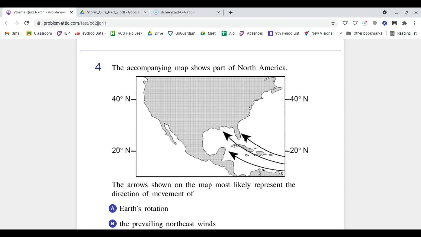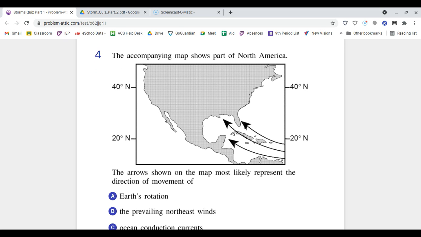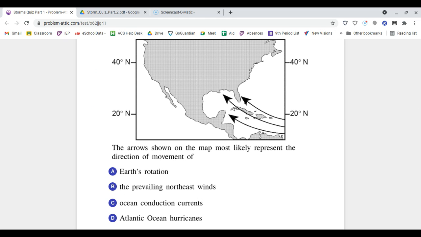Perfect. Number 4. The accompanying map shows part of North America. The arrows shown on the map most likely represent the direction of movement of what? I see those arrows down in the right-hand corner. Let's get rid of Earth's rotation, okay? Is it the prevailing northeast winds, ocean convection currents, or Atlantic Ocean hurricanes?